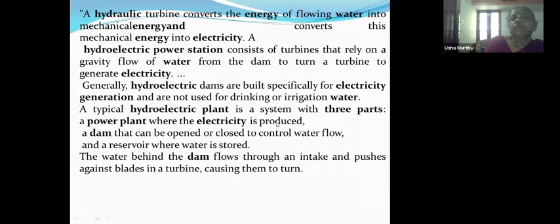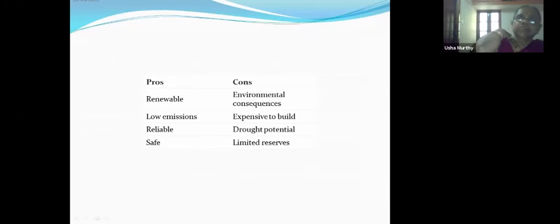A typical hydroelectric project has three parts: a power plant where electricity is produced, a dam that can be opened or closed to control the flow, and a reservoir where water can be stored. The water behind the reservoir flows to an intake, turns the blades in the turbine and causes them to turn. It generates hydroelectricity.